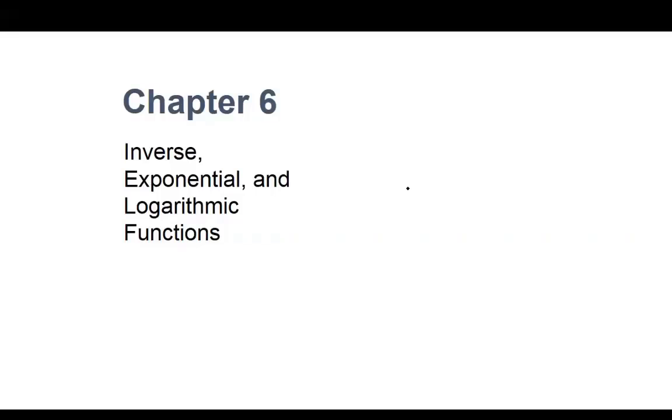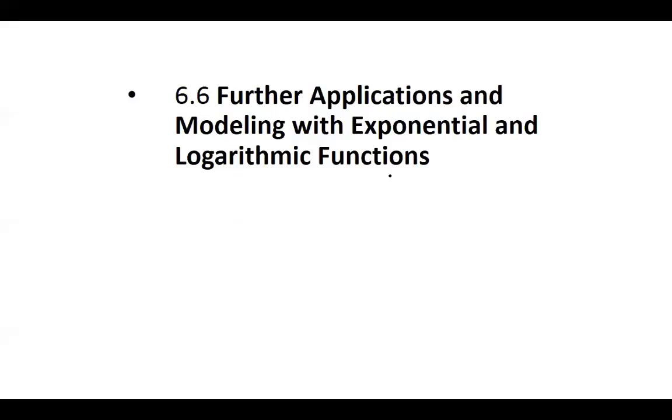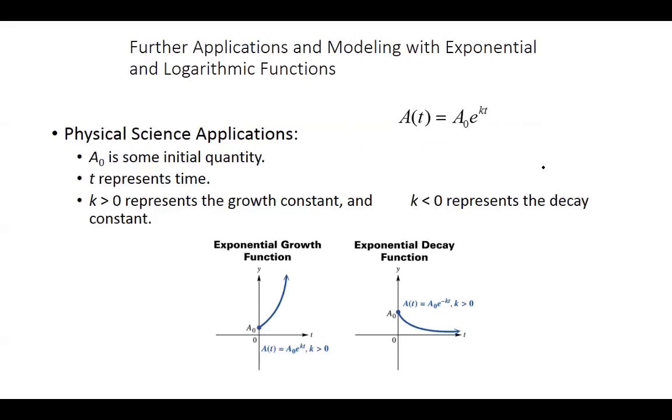All right, we're going to continue our discussion on Chapter 6, looking at more application problems. These are the list of physical science applications. A(t) is equal to A initial, or A0, times e to the power of kt, where A0 is some initial quantity that usually is given to you. t represents the time.